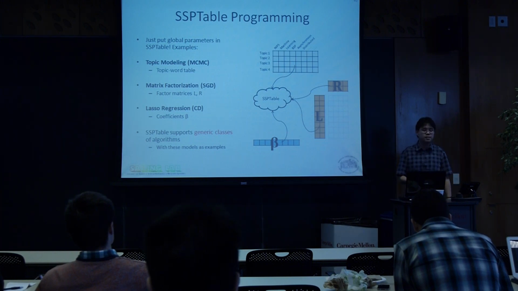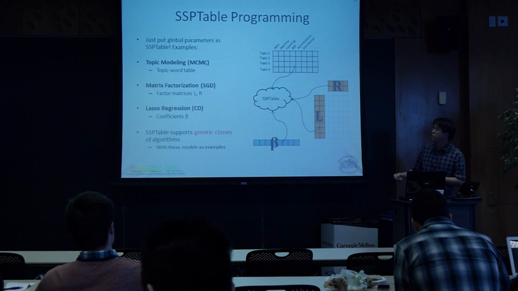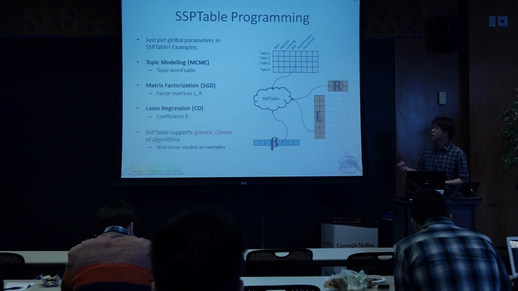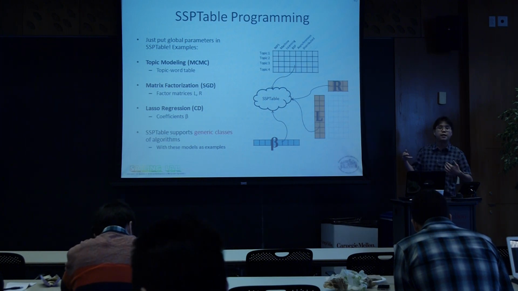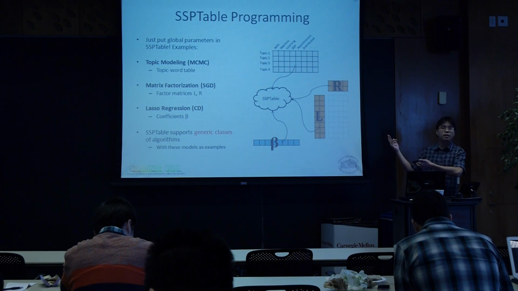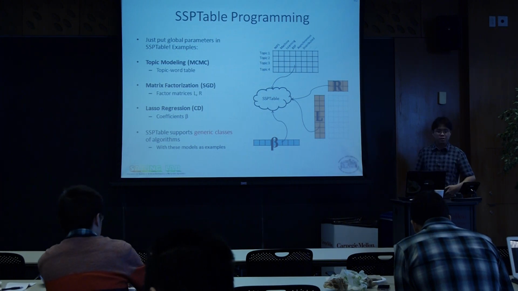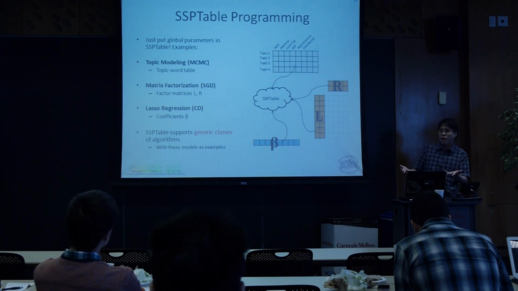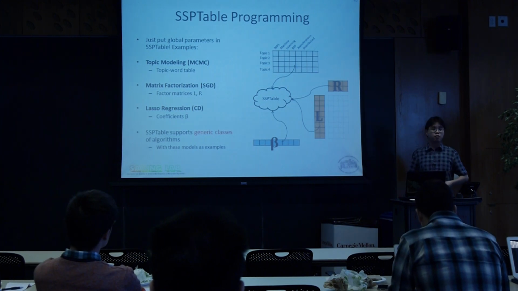The point of saying this is that SSP table is designed to support generic classes of algorithms, with these models as examples. You don't so much think about it supporting a particular application like topic modeling or collaborative filtering. You think about what kinds of algorithms are amenable to being run on SSP table. And generally, as long as you have a global parameter that needs to be shared, you can put it in. I admit our theory doesn't cover every class of algorithm, but we'll show in a bit that we have good results in practice on these 3 classes.